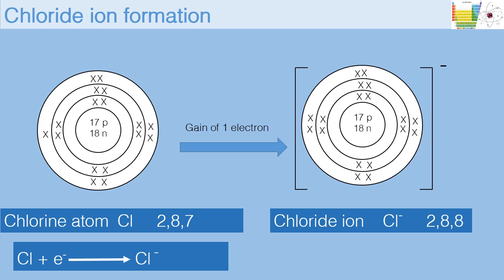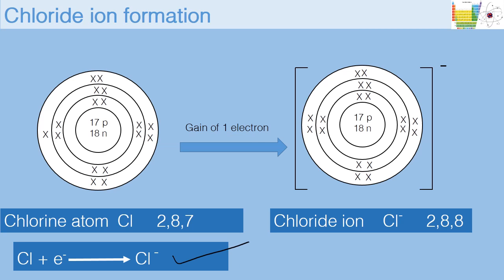The next one is chloride ion formation. A chlorine atom has a configuration of 2,8,7. It is easier for it to gain 1 electron than to lose 7. And hence it will gain 1 to form a chloride ion. Remember the square brackets and the charge. And the overall equation is here.